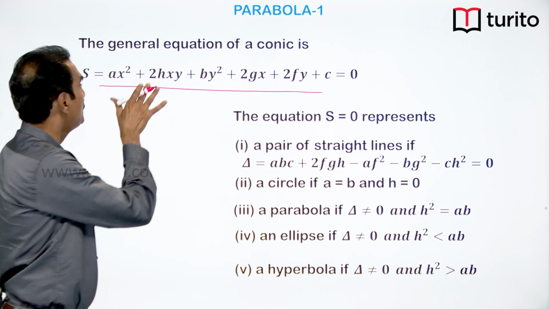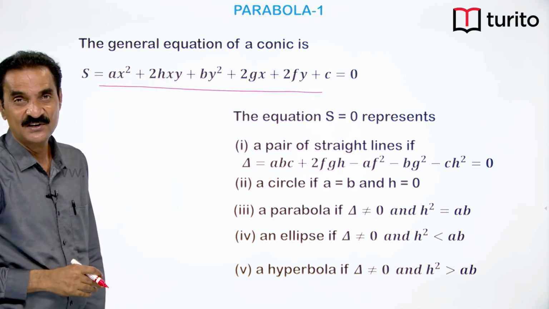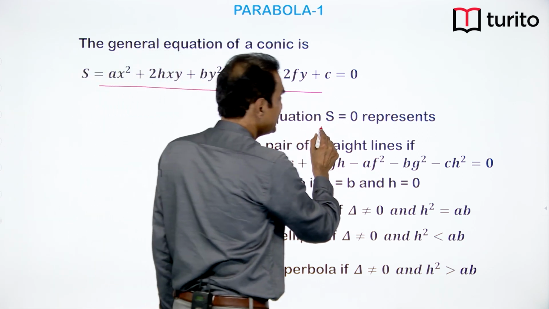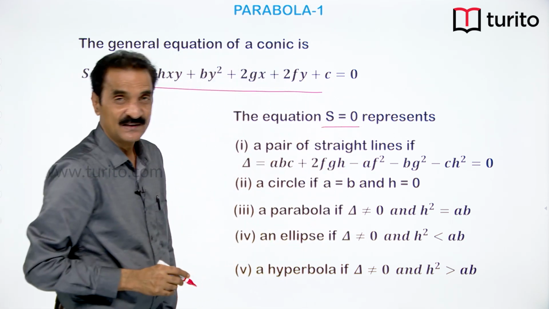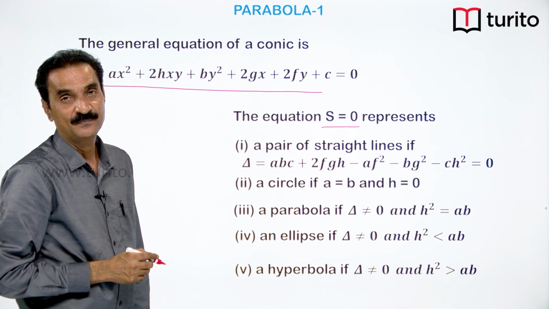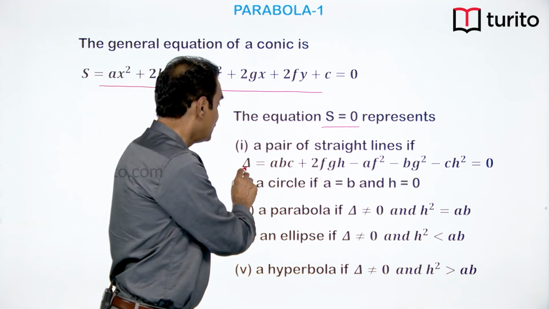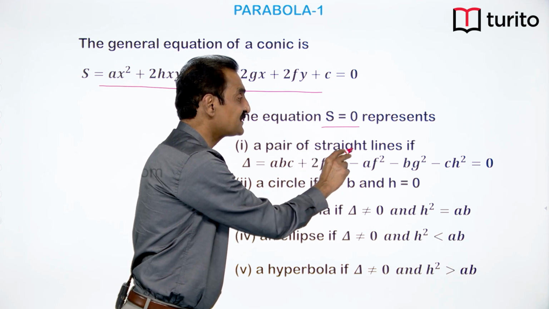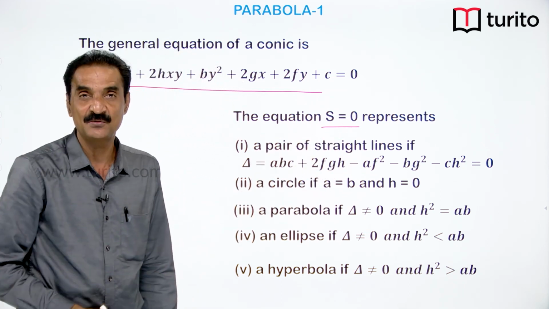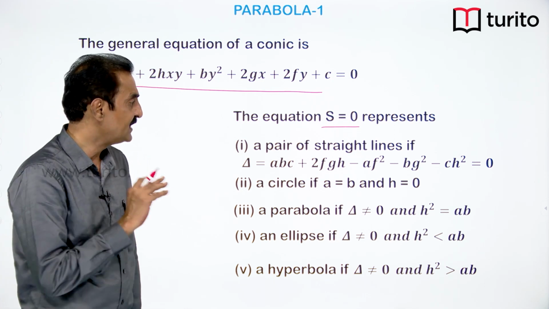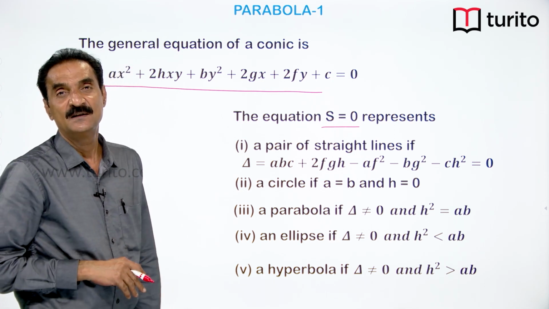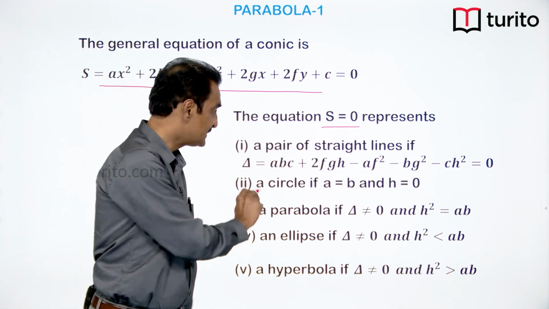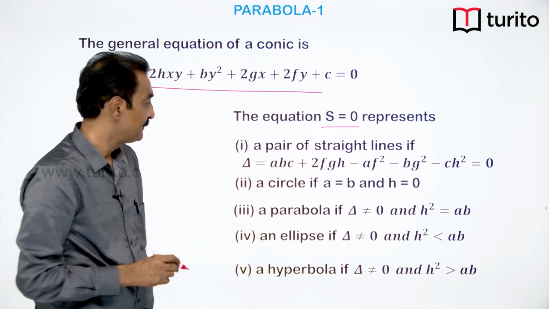Now, how to know what is the name of the curve represented by this equation? There are conditions. The equation S is equal to 0 represents a pair of lines if delta is equal to abc plus 2fgh minus af square minus bg square minus ch square is equal to 0. I think you have studied this in a previous class. The condition for this equation to represent a pair of lines is this, you have to remember.